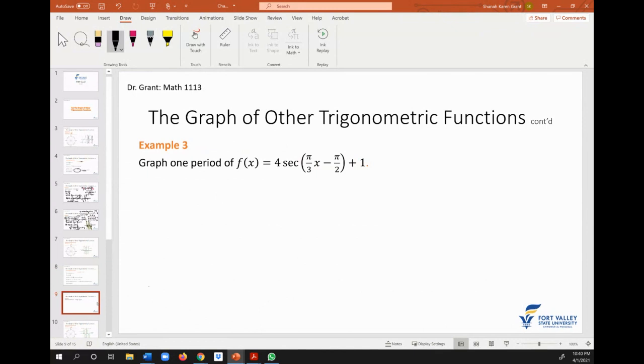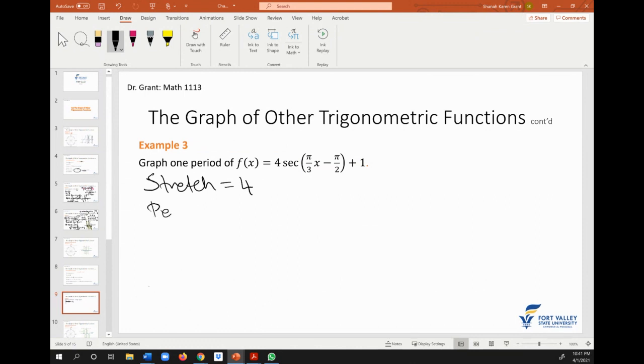Let's look at a quick example. All right, so let's say we want to graph the function f of x equals 4 secant of pi/3 x minus pi/2 plus 1. So of course, we're going to identify different things. So first thing, we know that the stretch is going to be 4. This also has no amplitude. So my stretch is equal to 4.